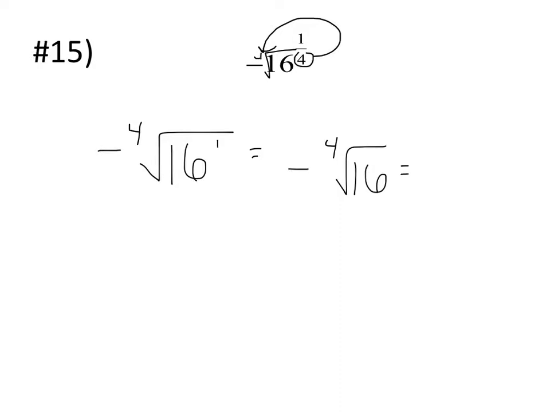The 4th root of 16 is 2, and then just throw that negative out in front of it because you have it out in front of your fourth root. So negative 16 to the 1/4 power is negative 2.